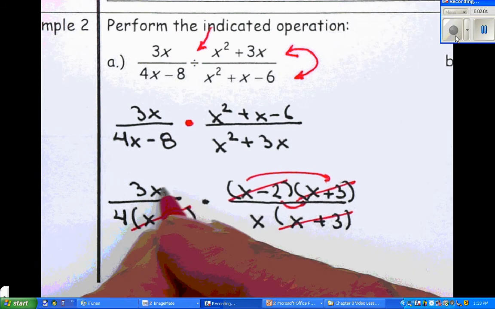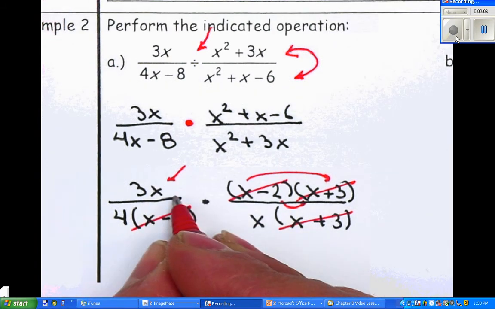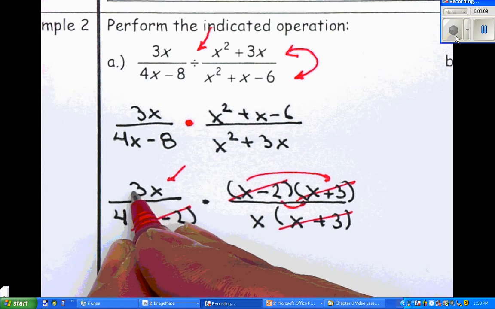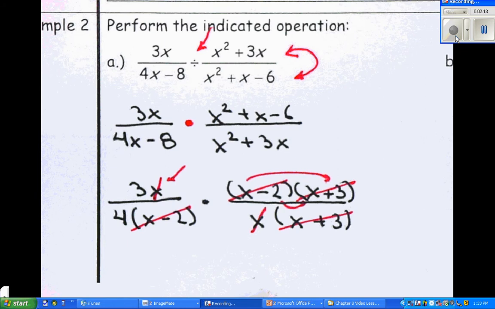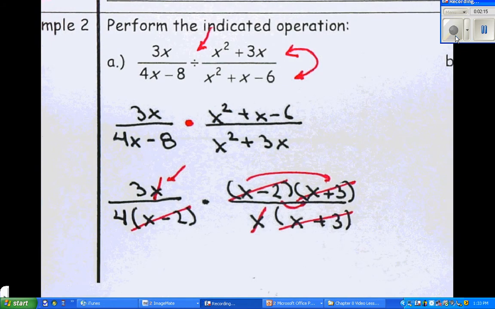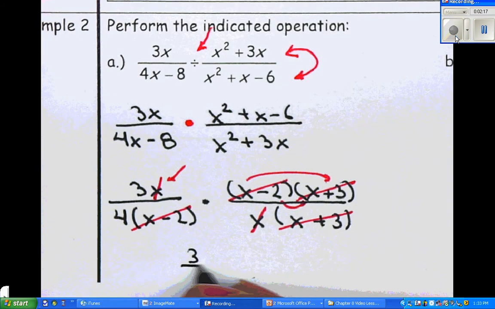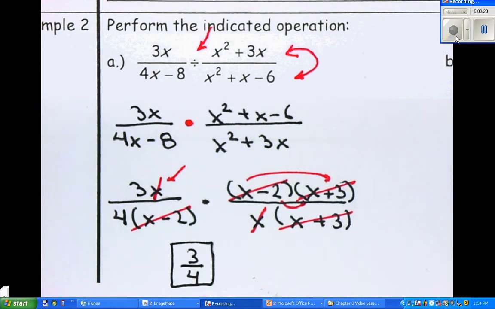Now notice that there's no plus or minus. So this is a 3 times an x. So in this case, the x can cancel the x. And our final answer will be 3 over 4. And make sure that you box in your answer.